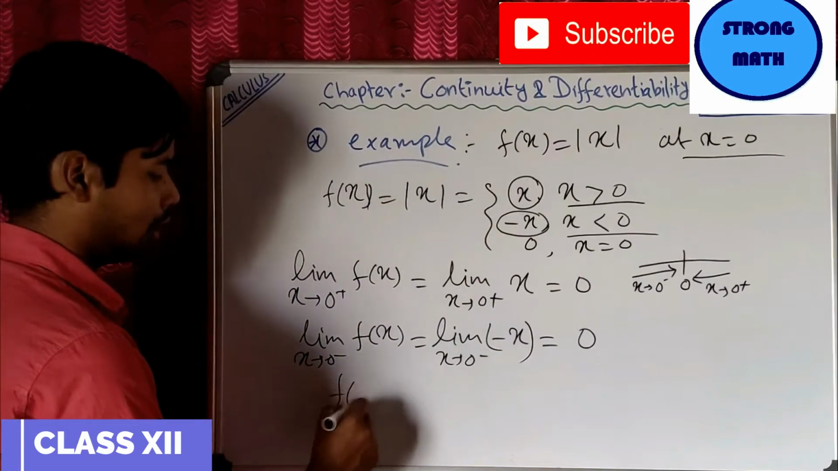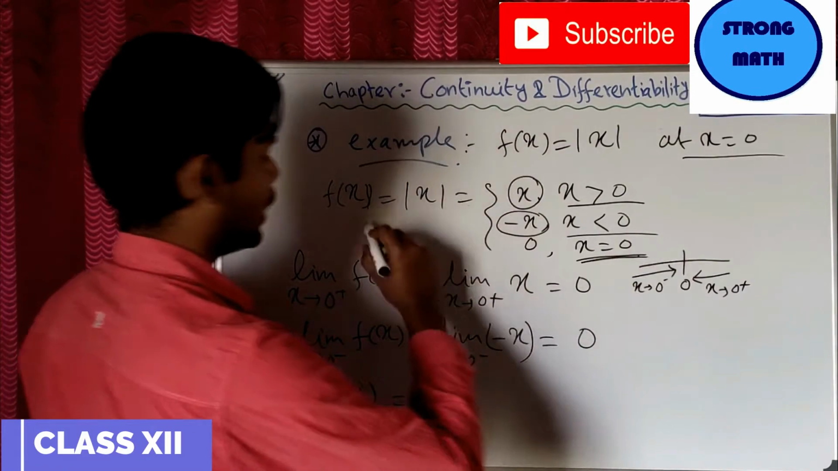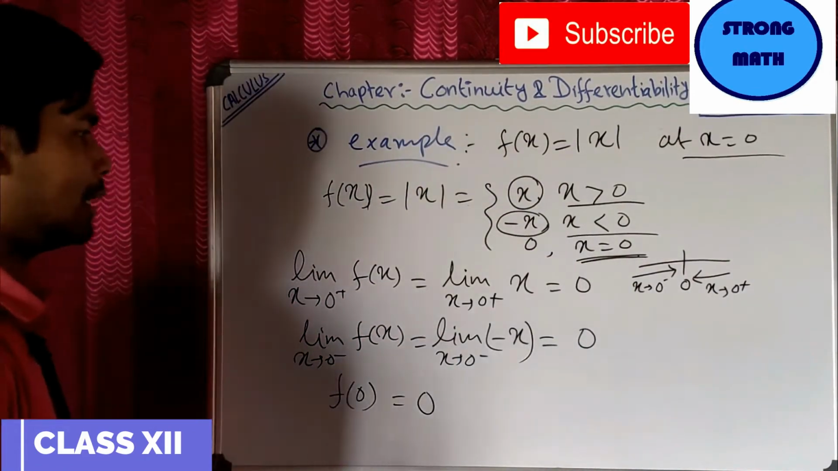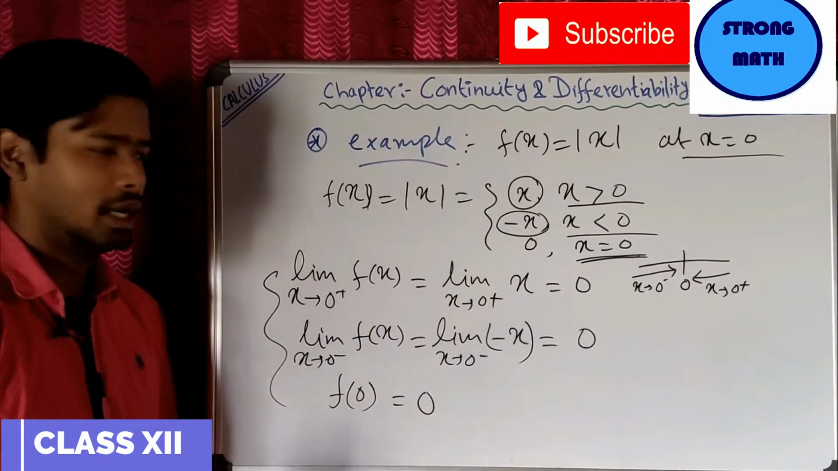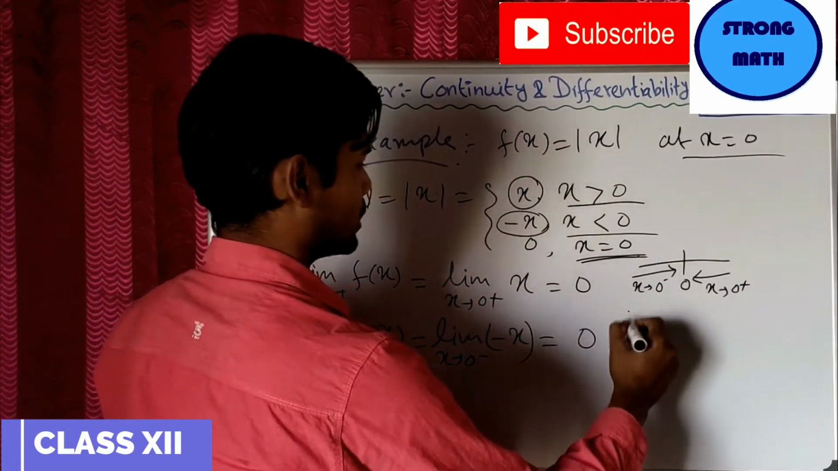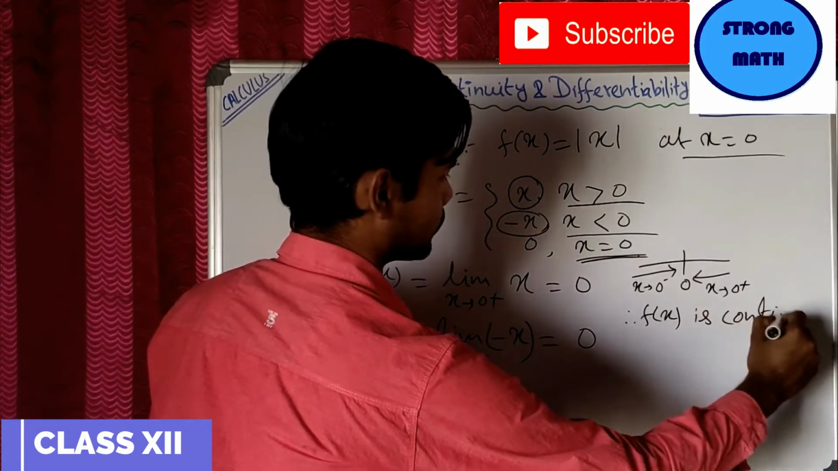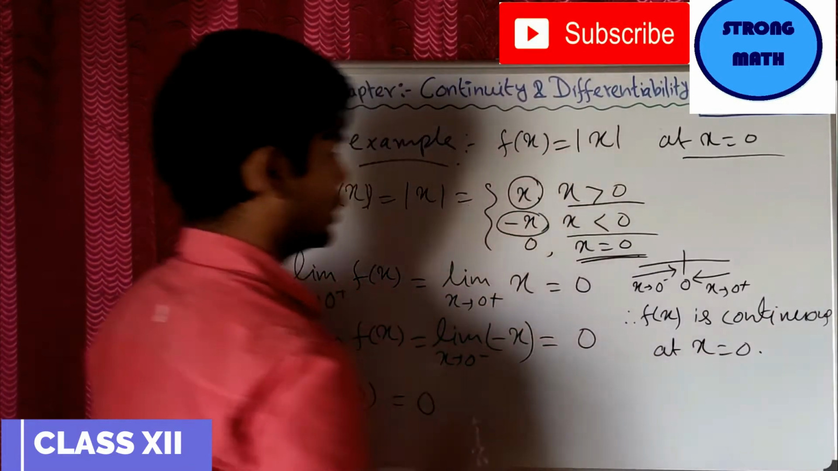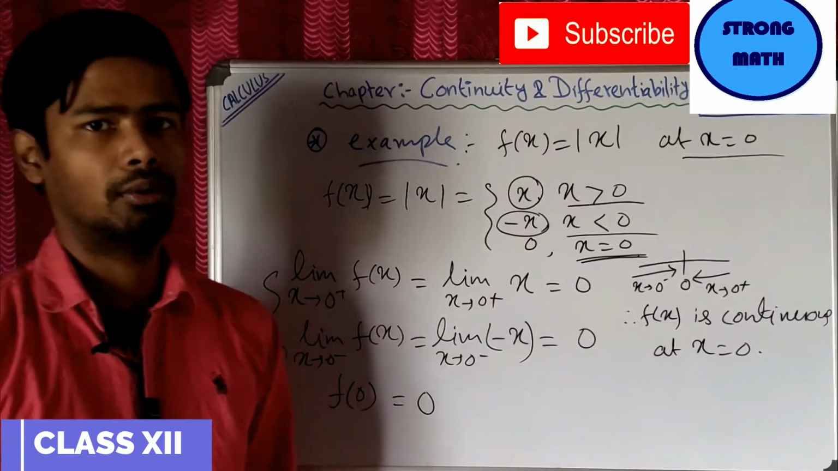And what is the functional value? That is f(0). F(0), that is at x equals 0, the functional value is also 0. So this is also 0. So clearly in this case all the three parts are equal. Hence this function is continuous at x equals 0. Therefore f(x) is continuous at x equals 0. That is, |x| is continuous at x equals 0.